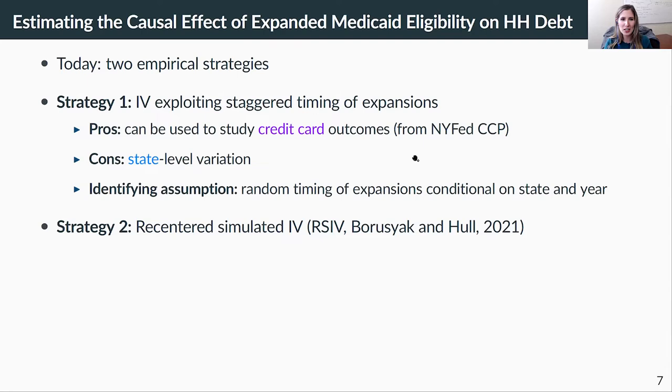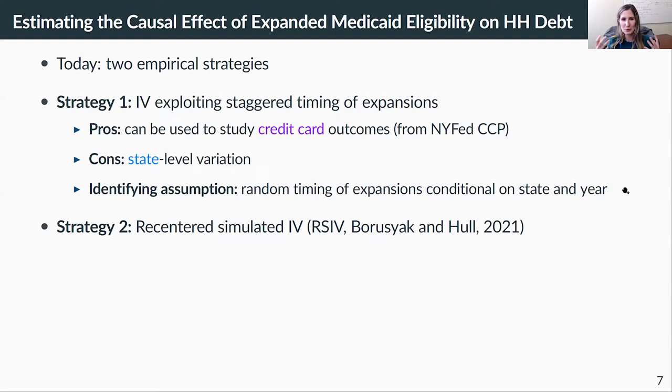So the pro is that everything I'm going to show you is with publicly available data. We're in the process of getting and analyzing much more detailed credit bureau data. But for now, if we want to have credit card outcomes, we're only going to be able to get this in public data at the state level from the New York Fed Consumer Credit Panel. Now, this is a limitation because we're only going to have so many observations in a state level analysis, but it's going to allow us to look at credit cards, which is the main type of debt we think is going to respond.